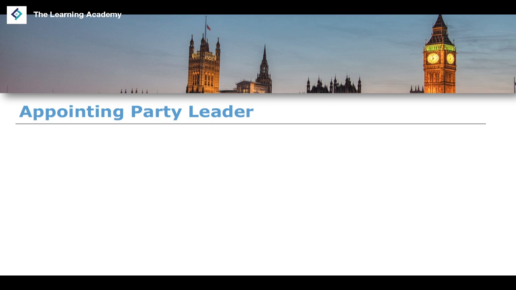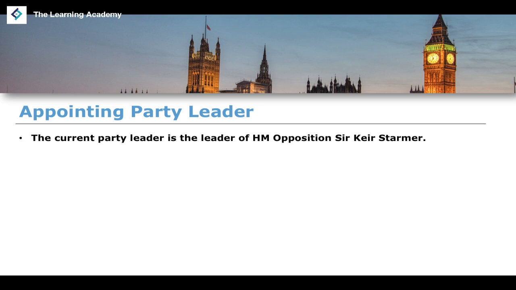Now, let's talk about the process of appointing a party leader. It's a little bit more complicated than that of the Conservative Party, and the creation of policy is also slightly different to that of the Conservative Party as well. So when it comes to appointing a leader, we have a number of different stages. It should be noted that the current leader of the Labour Party is the Leader of Her Majesty's Opposition, Sir Keir Starmer. He took over at the start of 2020 after the leadership elections, after the previous leader, Jeremy Corbyn, stepped down following an election defeat in 2019.